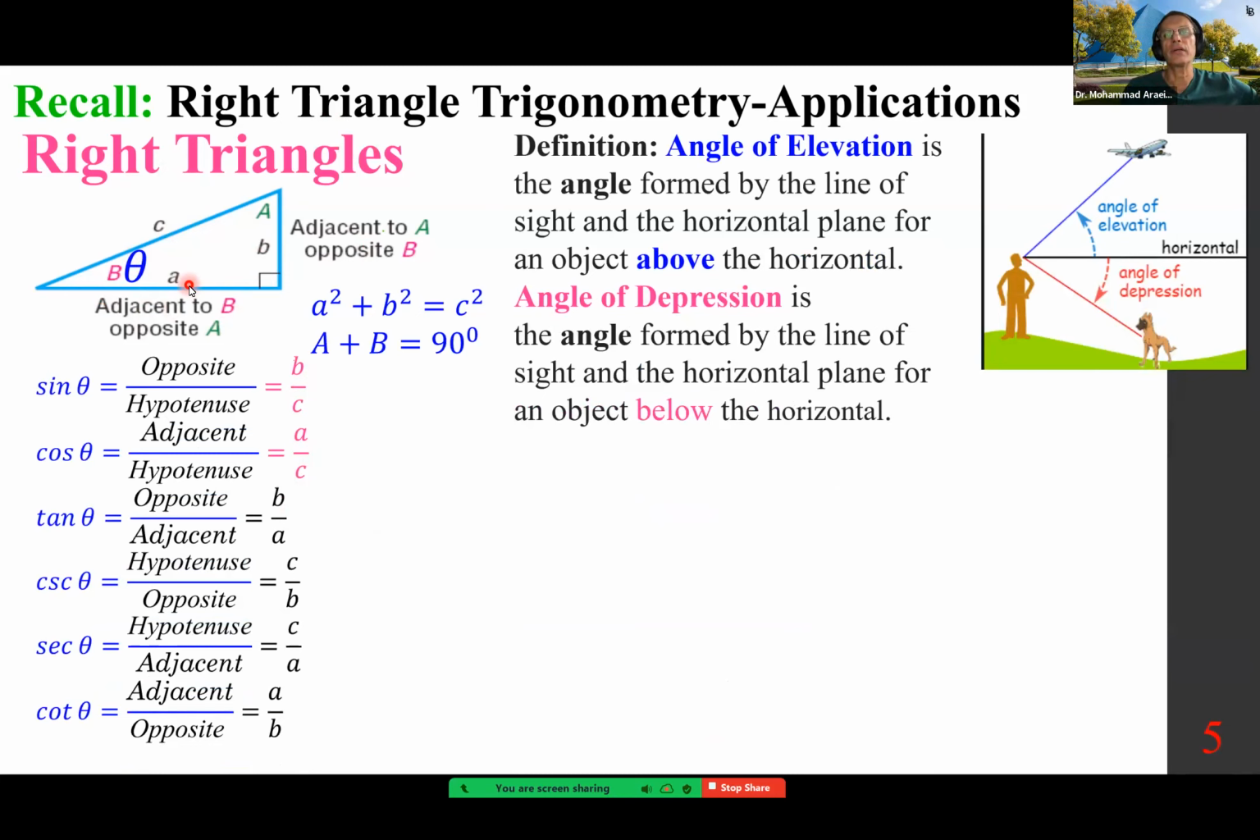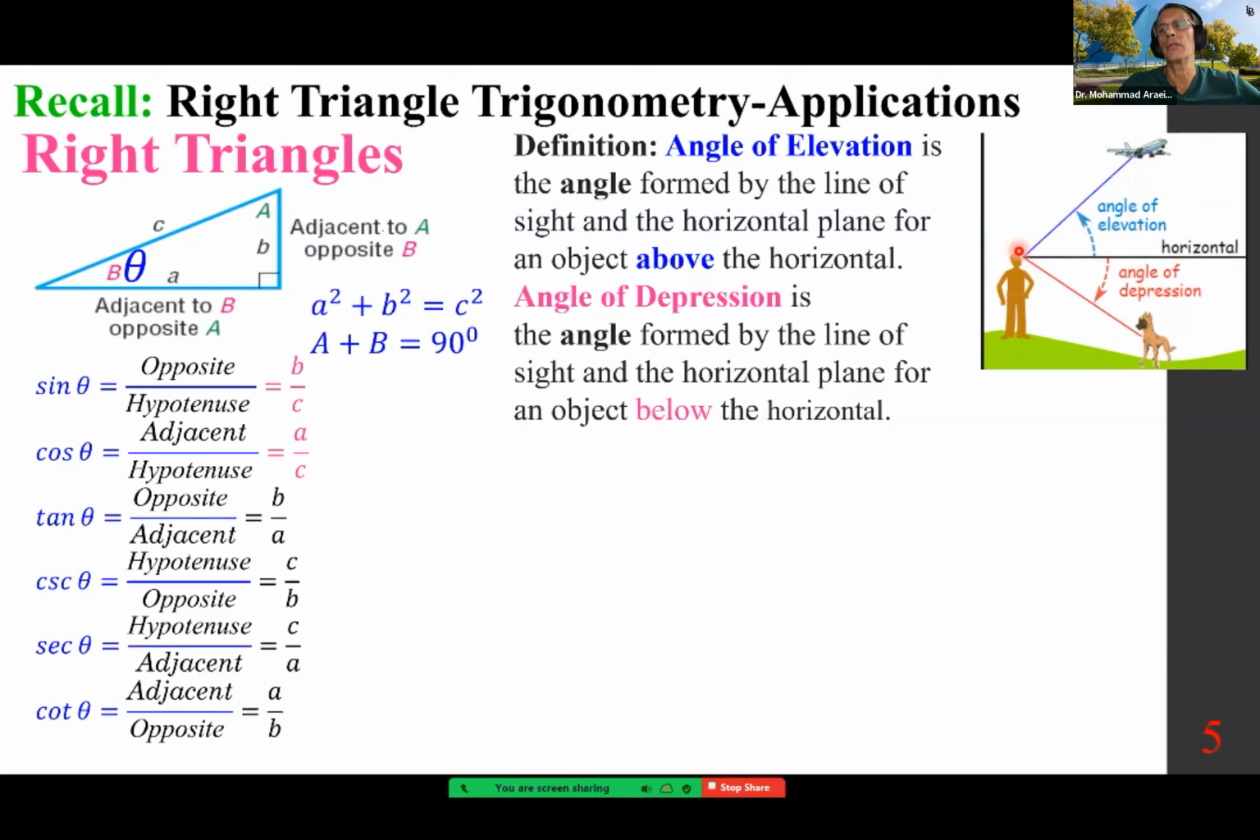If you have a line of sight and you're looking up compared to the horizontal line, then the angle it makes with the horizontal line is called the angle of elevation. If you're looking down, the angle it makes with the horizontal line is the angle of depression.